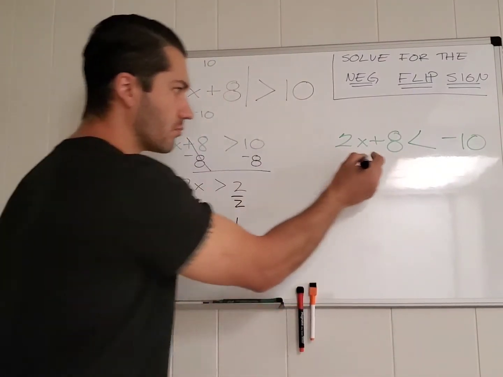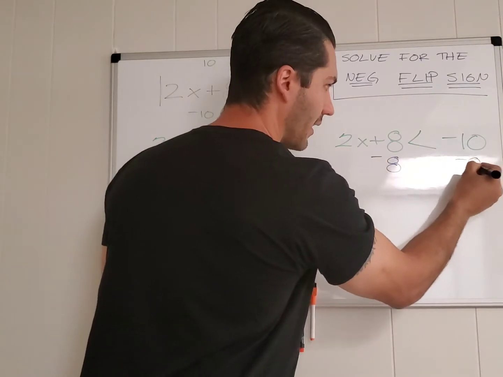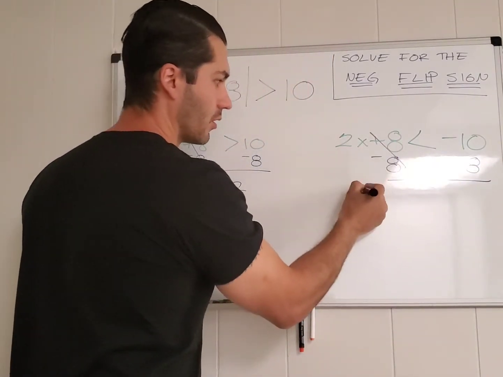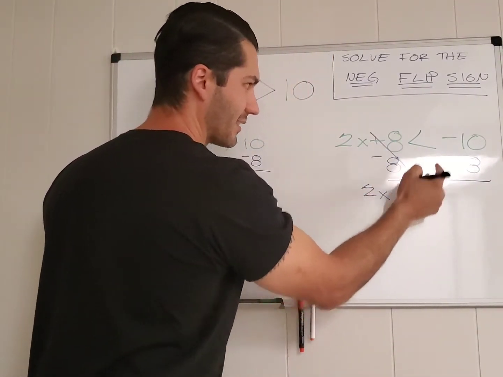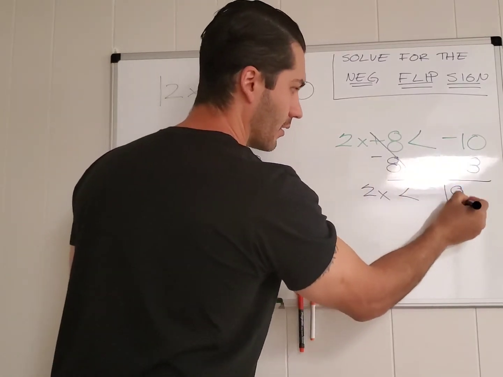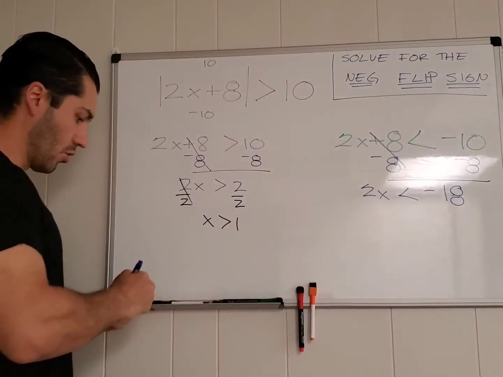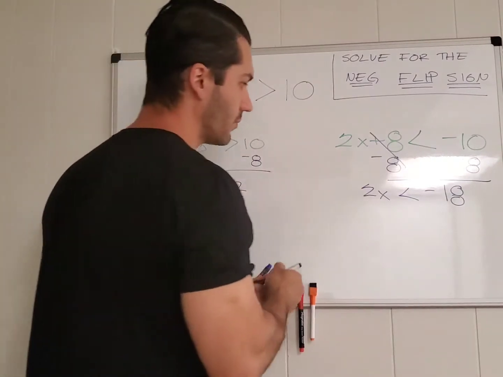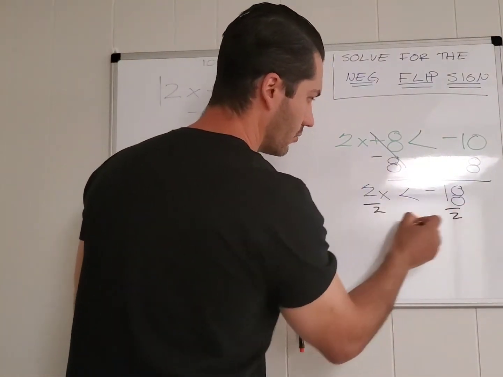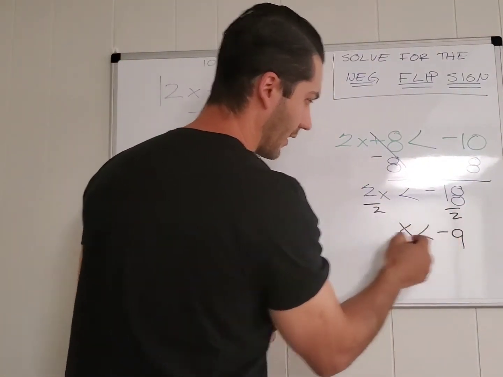Minus 8. Minus 8, because it's the same problem, pretty much. 2x is less than, same sign. I add, keep the sign. Once you're there, divide by 2. Divide by 2. X is less than negative 9.